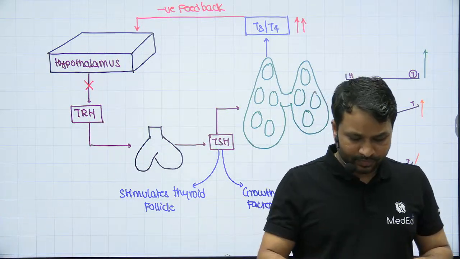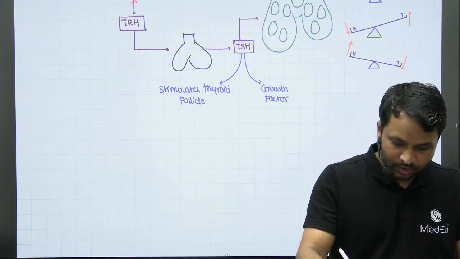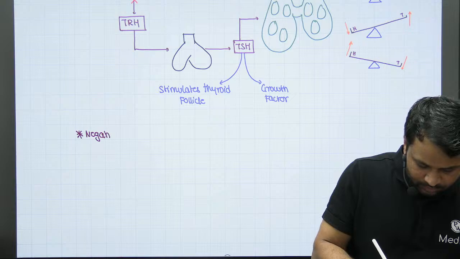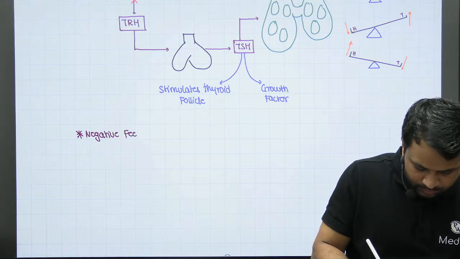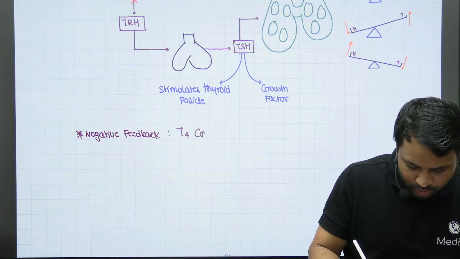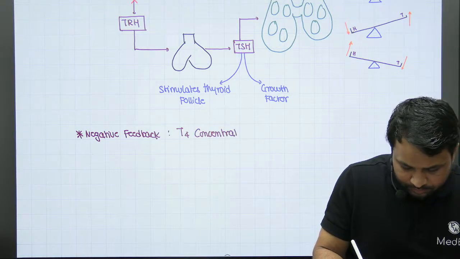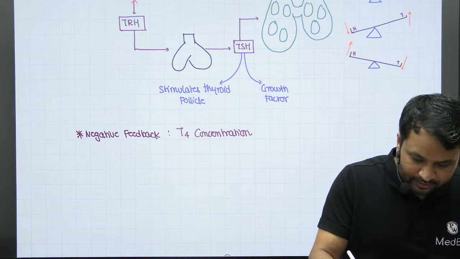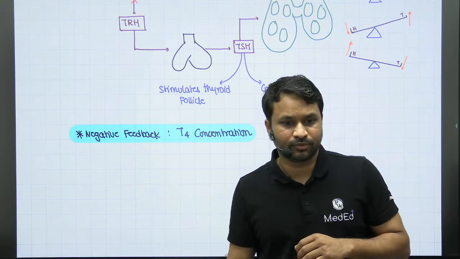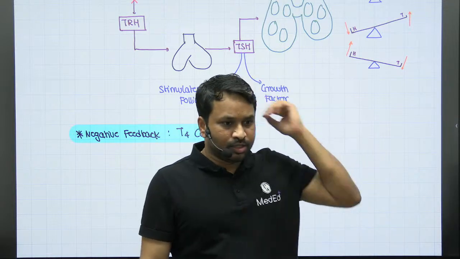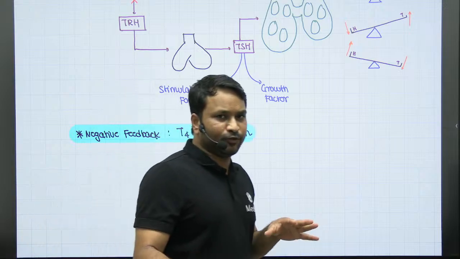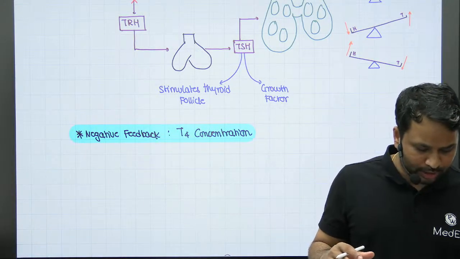Right? So we say the negative feedback is controlled by T4 concentration. It is controlled by T4's concentration. Sorted? Clear? So I hope I made myself absolutely clear about the concept of T3, T4 production and how the whole cycle is going to get controlled.